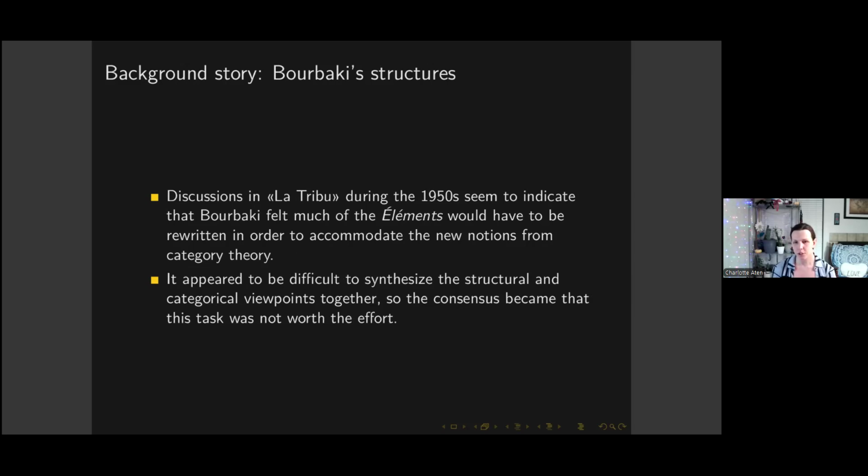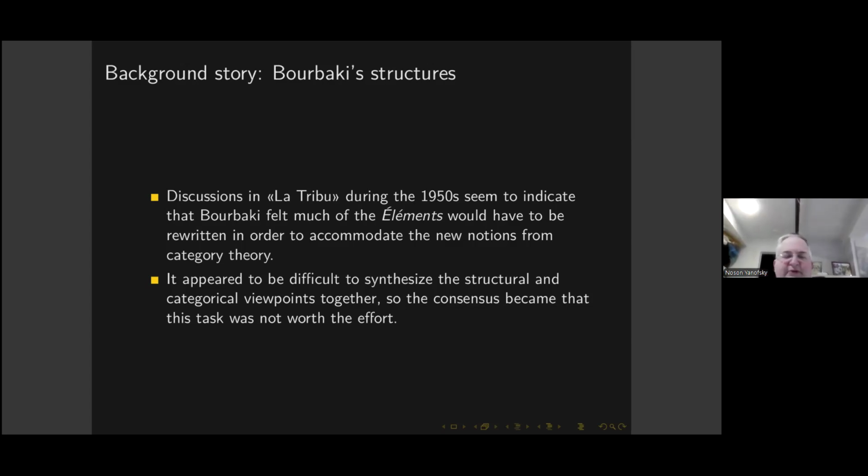So, there were discussions in the 50s that seemed to indicate that they basically felt that the Elements would have to be rewritten in order to accommodate the new notions from category theory. It also seemed like it was going to be hard to reconcile the structural and categorical viewpoints to have a coherent foundation. So they just ended up deciding not to do it. When people criticize the viewpoint in this textbook series, this is kind of a really damning thing, right? They had this big overarching abstract formulation, and then they found a better one, couldn't reconcile it, but that also didn't really affect the rest of the series, even though ostensibly the whole thing should have been based on it. But I don't have strong feelings either way, I guess, but that was what happened.